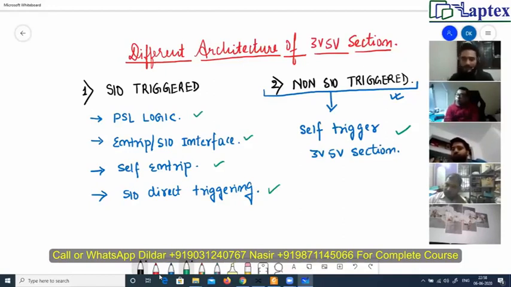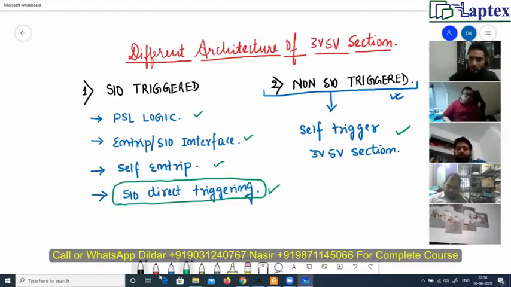Okay. First, the simplest of all, we'll see with the SIO direct triggering. This is the simplest of all. How an SIO directly triggers the 3 volt, 5 volt section. See here, I'll cover a small part, or the basics, of the SIO triggering, very basic, that is required for the 3 volt, 5 volt section triggering.